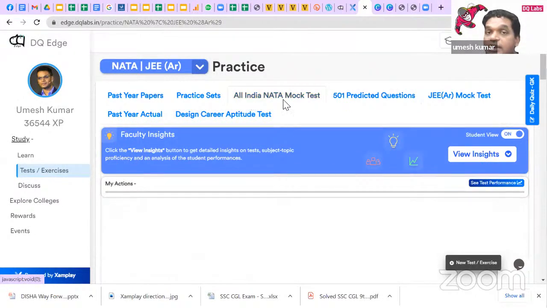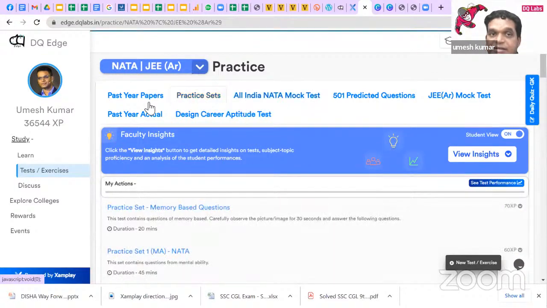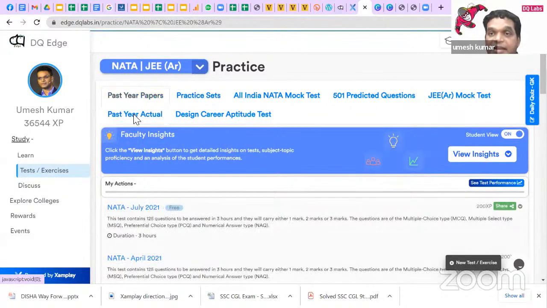We have the All India Nata mock test. Of course, this is for Nata. Similarly, we have them for NID, NIFT, UC, etc. as well. And then we have practice sets. We have actual past year papers, and we also have past year papers segregated.